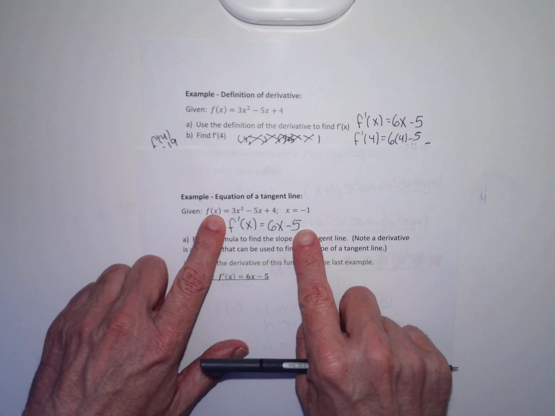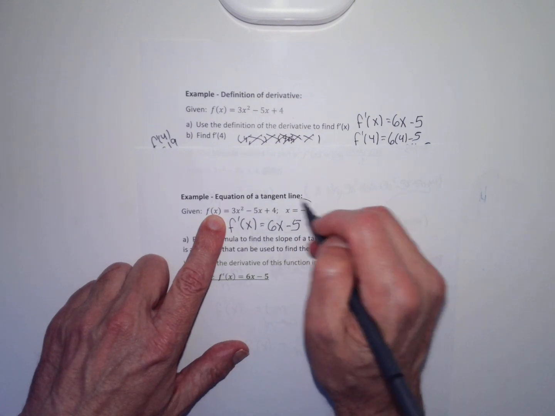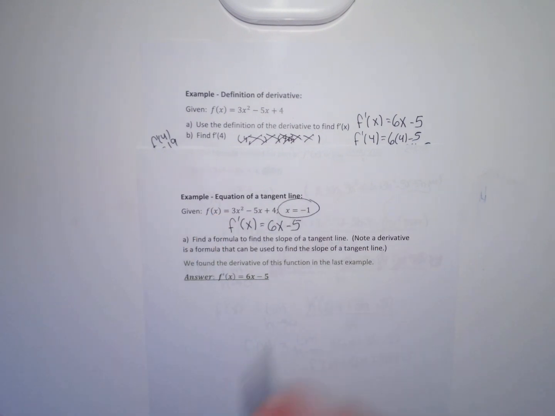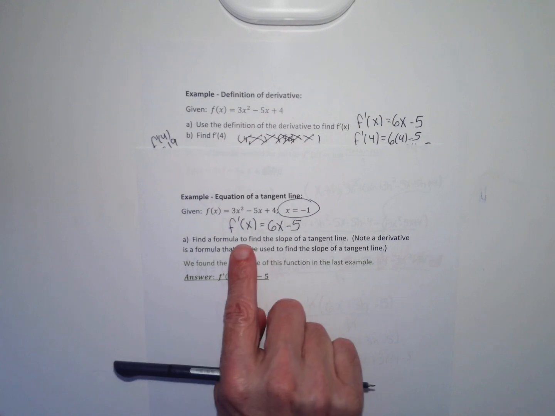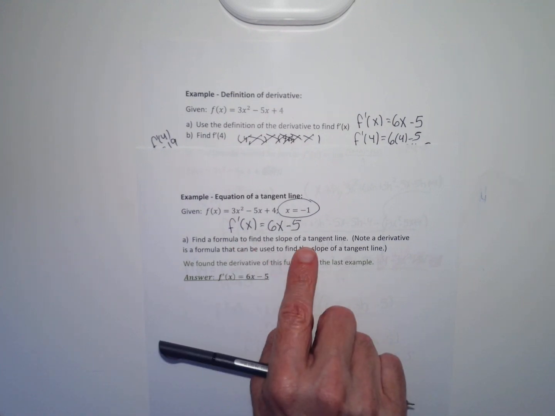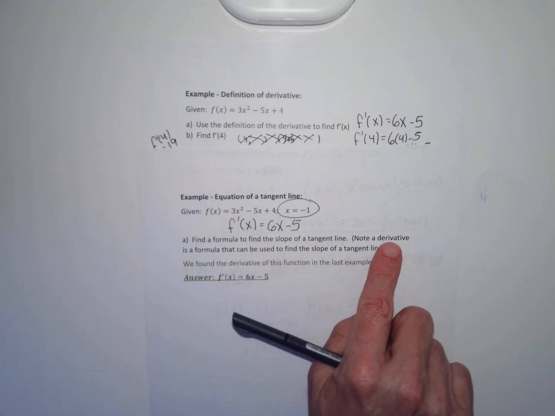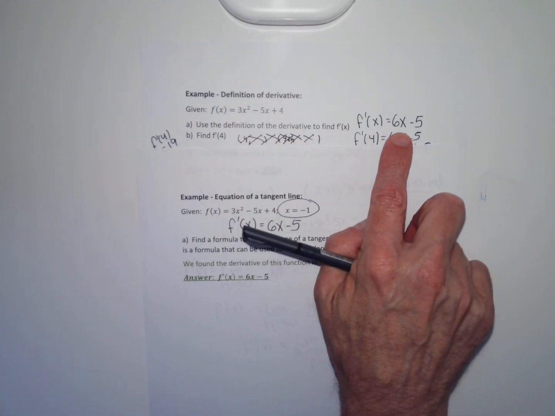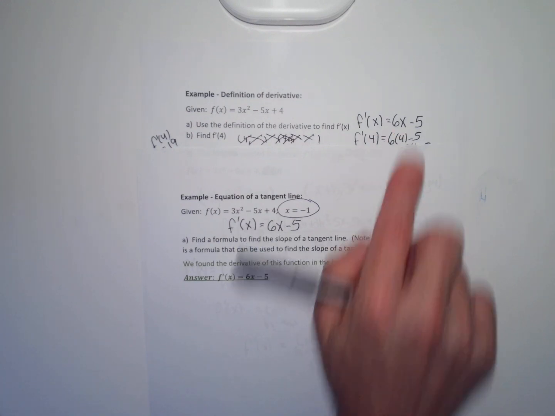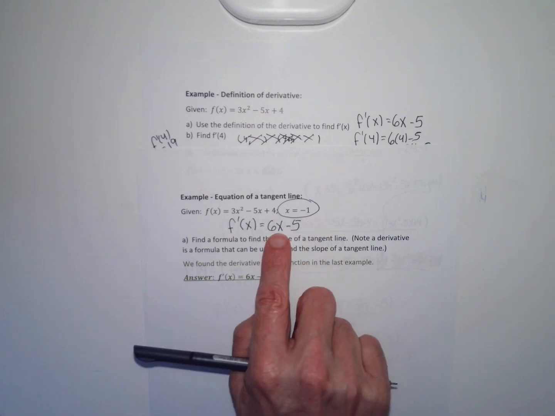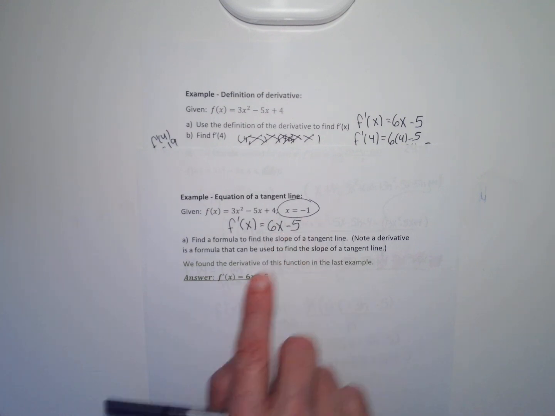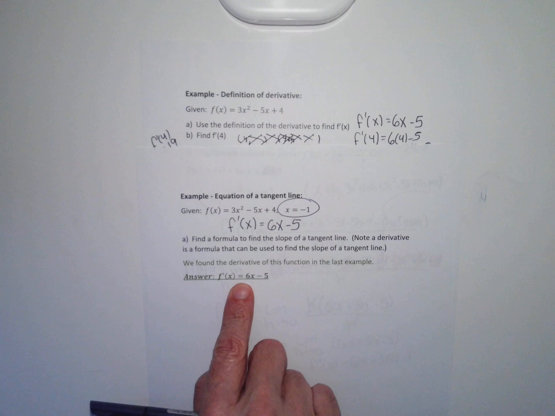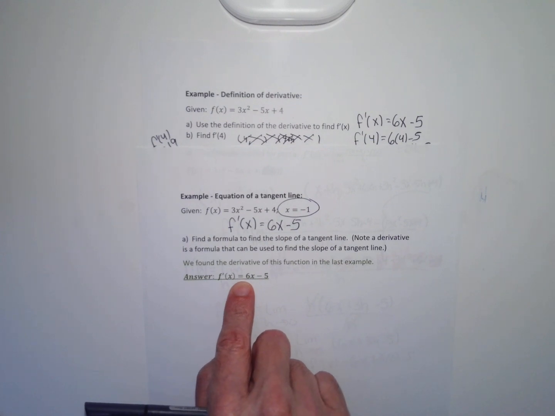So if I give you this same function and a different value of x, and I say find a formula or find an equation that will help you find the slope of a tangent line, that's just a derivative. A derivative is a formula that can find the instantaneous rate of change for any value of x, or equivalently, it can find the slope of the tangent line for any value of x. So this is the derivative, and it's a formula that can find the slope of any old tangent line.